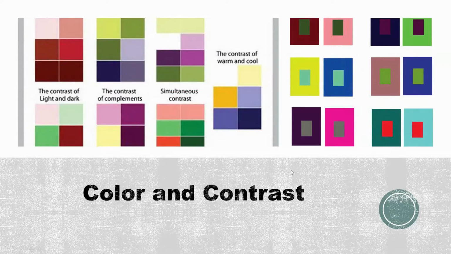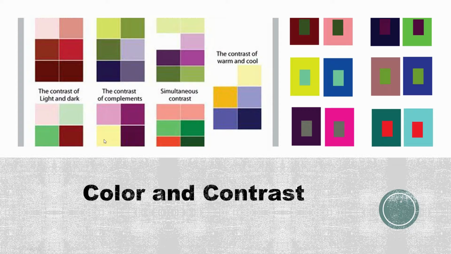So when we're thinking about color and contrast, there's a couple of different ways to create contrast. So here we have a couple of these different color schemes again. Here's monochromatic. Here is more analogous colors. Some of these look a little bit more complementary. So here we think of the contrast of light and dark. So these are going to stand out from each other based on how light and dark they are.